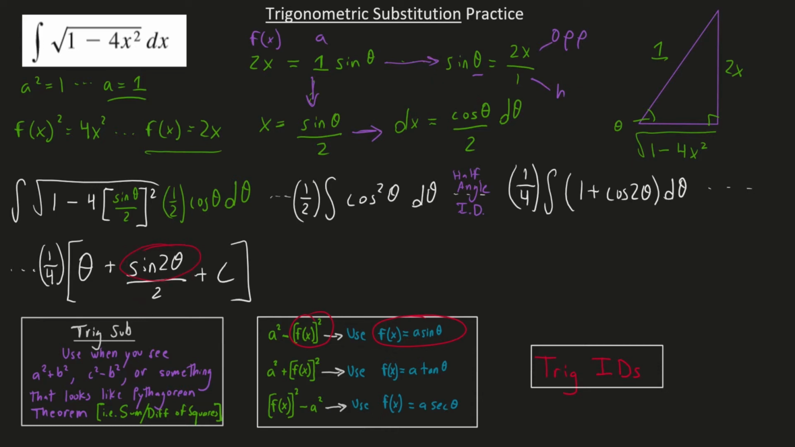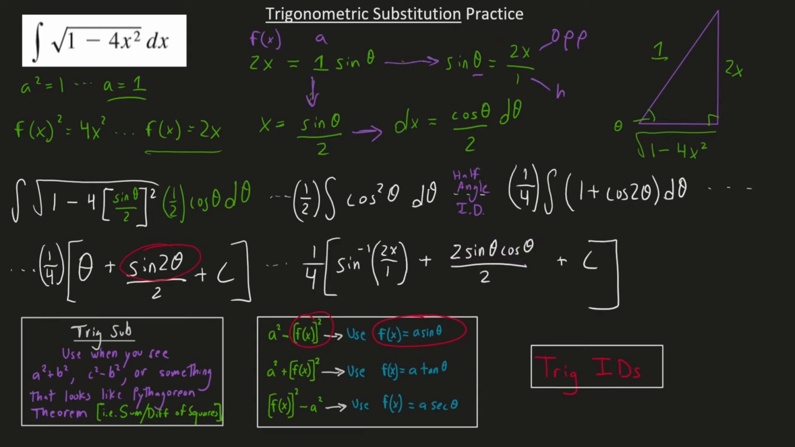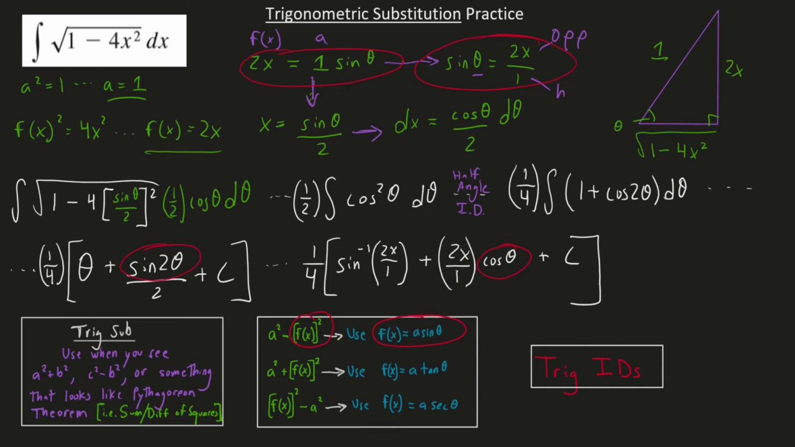But I know there's one identity that has sine of 2 theta exactly, and it's the double angle identity. So I put the double angle identity in here, and of course my 2's will cancel. Now to get my sine of theta out of here, no problem. Sine of theta is equal to 2x over 1. Not a problem there. But for my cosine of theta, if I look at my initial substitution, I don't have cosine of theta.